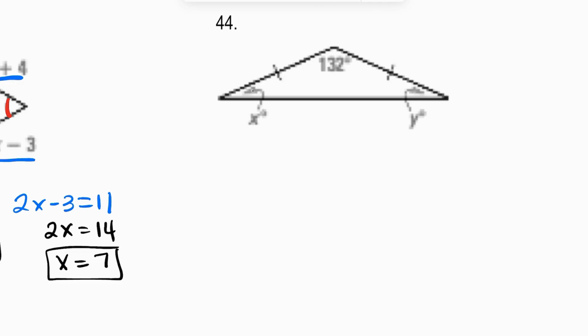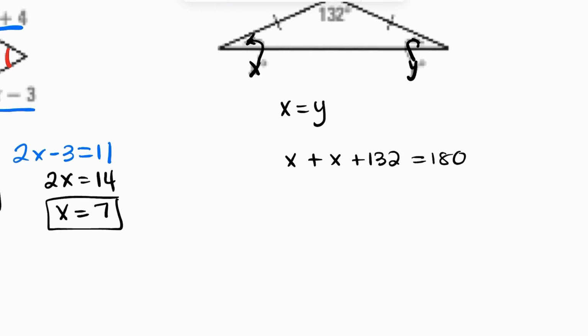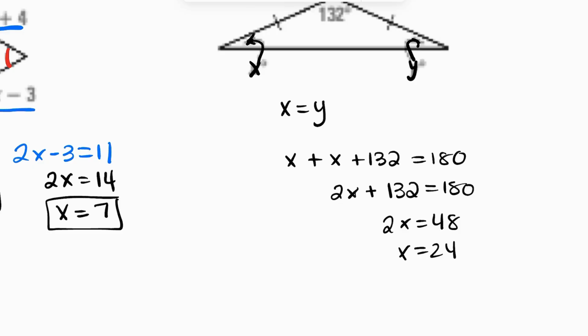Next, we have 44. So this angle is x, and this angle is y, but they have to be the same thing. So this is just x equals y. So we could either put two x's or two y's because this tells us that they're the same thing. So we just have x plus x plus 132, and we can set that equal to 180. You could have done y plus y as well. So now we have 2x plus 132 equals 180. 2x equals 48. So x equals 24. And we now know y also equals 24.